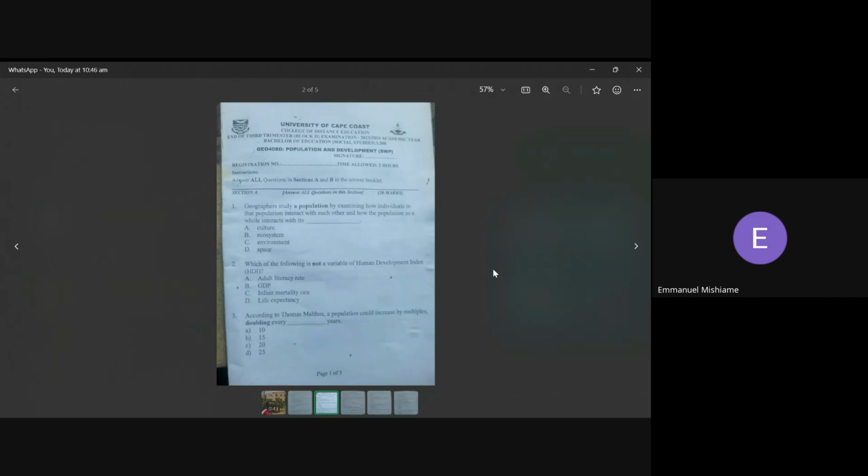According to Reverend Thomas Malthus, a population could increase by multiples, doubling every dash years. A, 10, B, 15, C, 20, D, 25. What's the answer? D, 25. D, 25. Thank you very much.